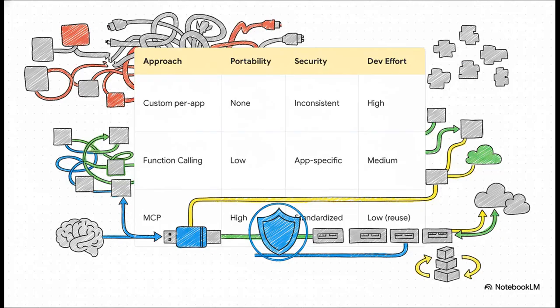So let's just put this all side by side for a second. This comparison really shows why MCP is such a potential game changer. Those custom one-off integrations give you zero portability, inconsistent security, and take a ton of effort. Now, provider-specific function calling is a step up for sure, but you're still locked into that one provider's world. MCP is the only approach here that delivers high portability, standardized security, and a low development effort because of all that reusability. It's built for a world where there are many clients and many tools.